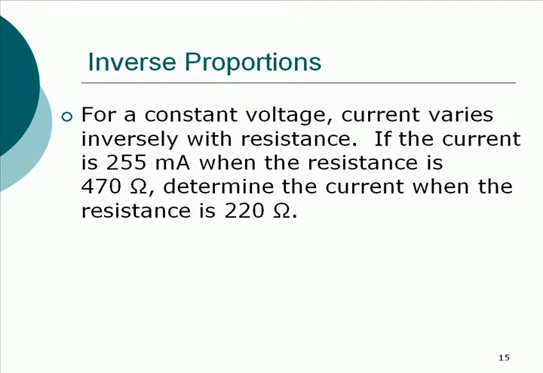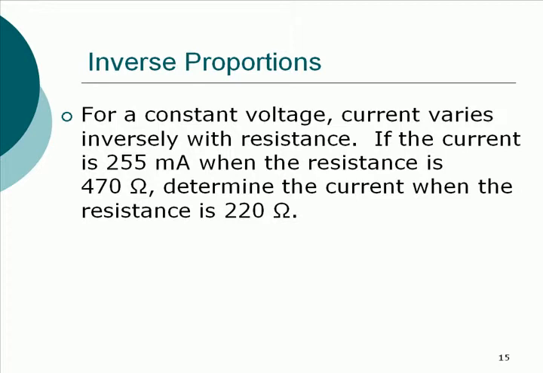So we can use proportions to solve inverse variation problems also, but you need to make one switch. We're going to solve this problem twice. We're going to solve it once using a proportion, and then we're going to solve it again using the K method. So here's an example. If you have a constant voltage, current through a circuit varies inversely with the resistance. That is to say, if you increase the resistance, it's going to decrease the amount of current.